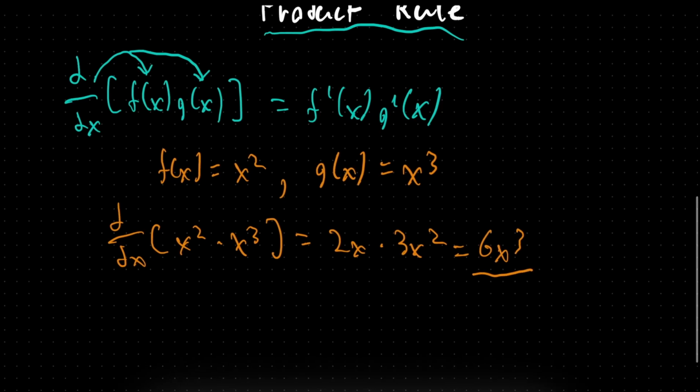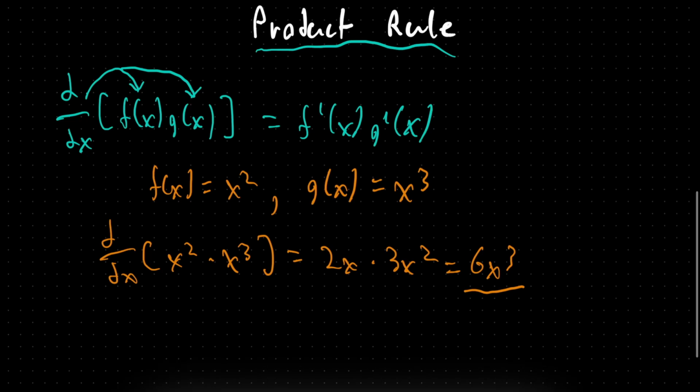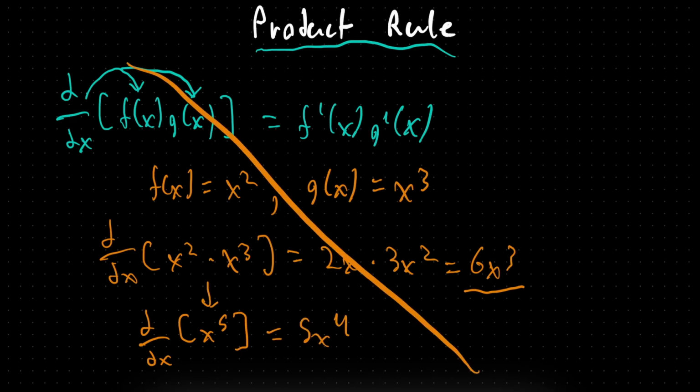Straight off the bat, this might seem weird to you, and that's because, well, it kind of is. It is weird. If I were to take the derivative of the simplified expression, x to the fifth, I would get 5x to the fourth. So this is not true at all. Okay? So we need a new rule.